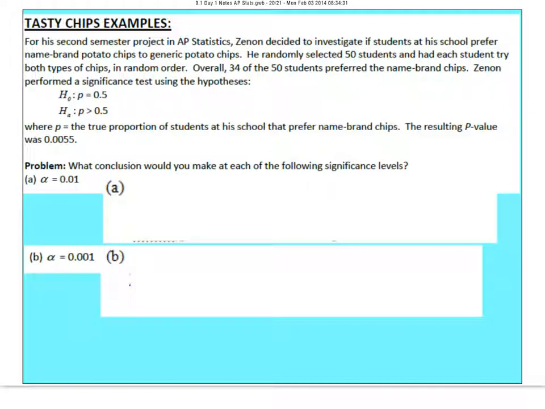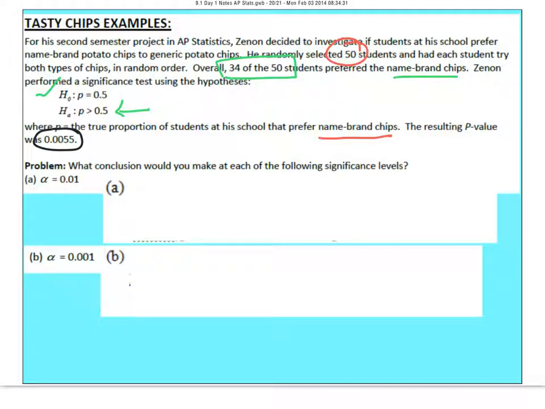Now, be careful: what is he even talking about with p? You do have to define it. So he defined p as the true proportion of students at his school that prefer the brand name chips. He thinks more people than not prefer brand name chips. He did his test, and the resulting p-value he got was 0.0055. What conclusions can he make based on the following significance levels? If alpha was set at 0.01, which is 1%, what could he say?